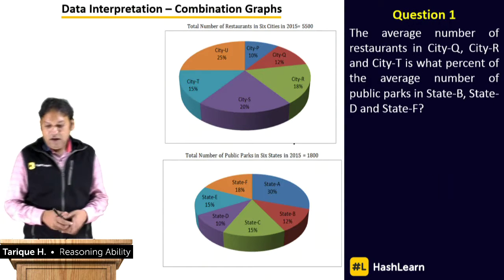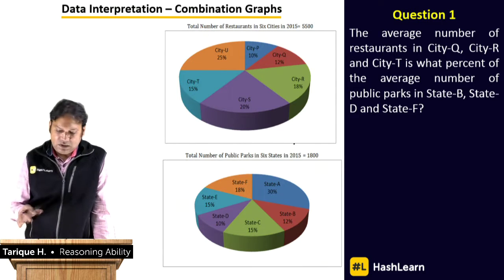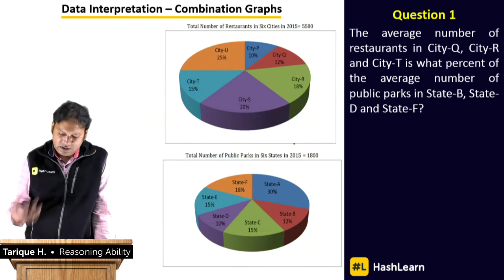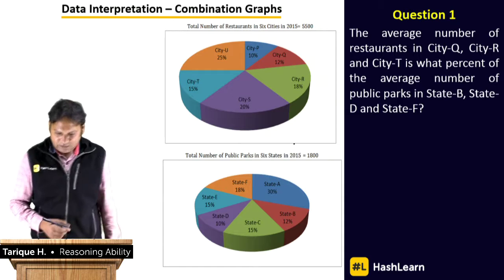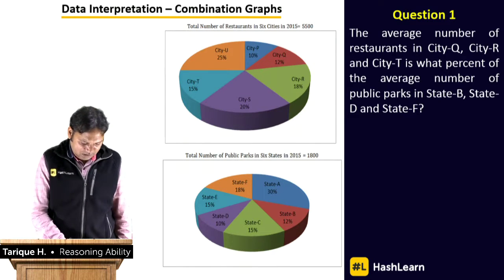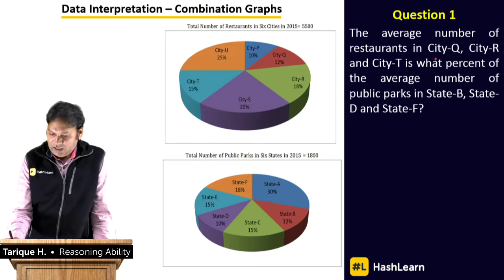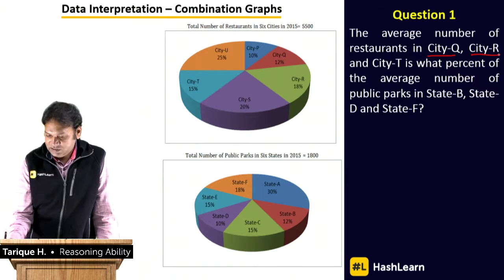Okay, so let's look at the first question here. The average number of restaurants in city Q, R and T is what percent of the average number of public parks in state B, D and F? Okay. So if you see, let me just change the color here. Alright.